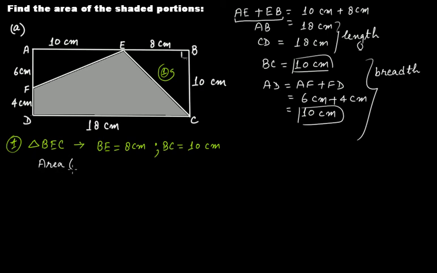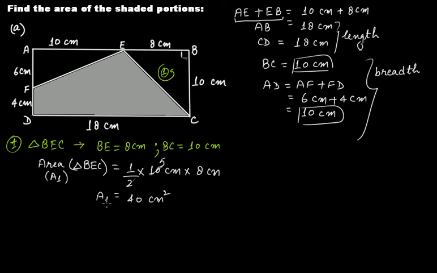Area of triangle BEC will be half times base. I'm considering this as a base, that is 10 centimeter, times this as a height, that is 8 centimeter. So this is 5 centimeter times 8 centimeter, you get 40 centimeter square. So let's name it A1. That's the area of this one, A1. A1 comes as 40 centimeter square.